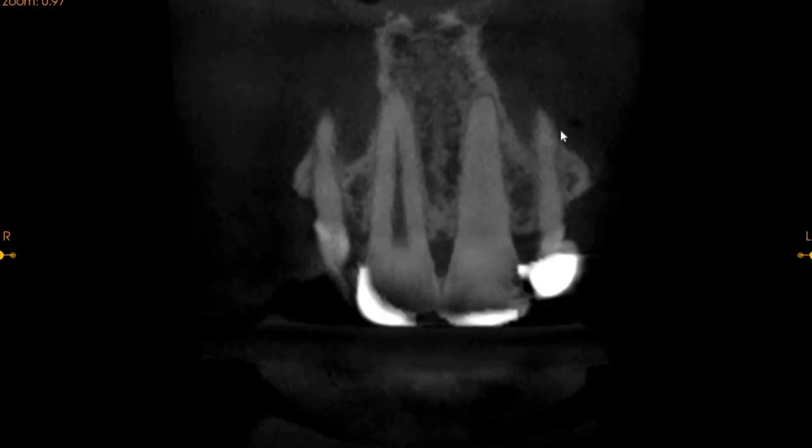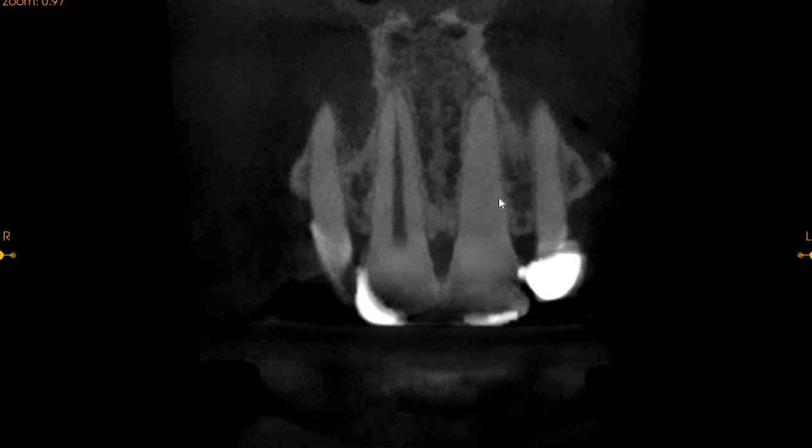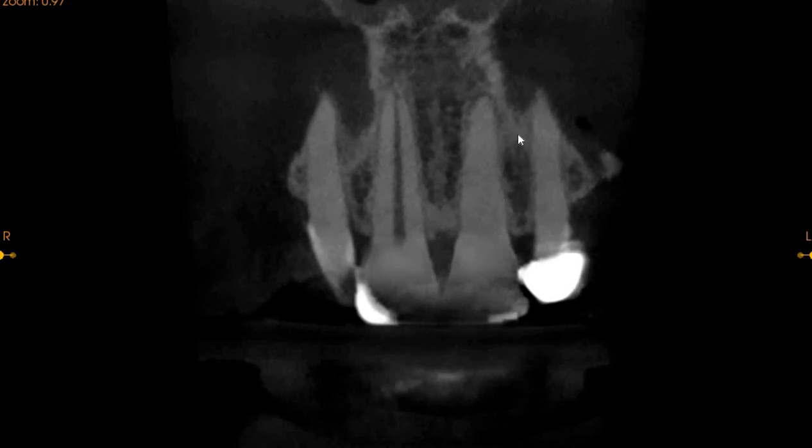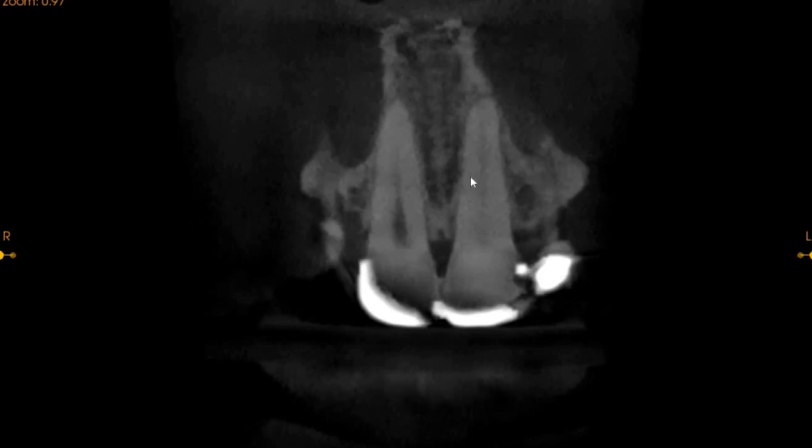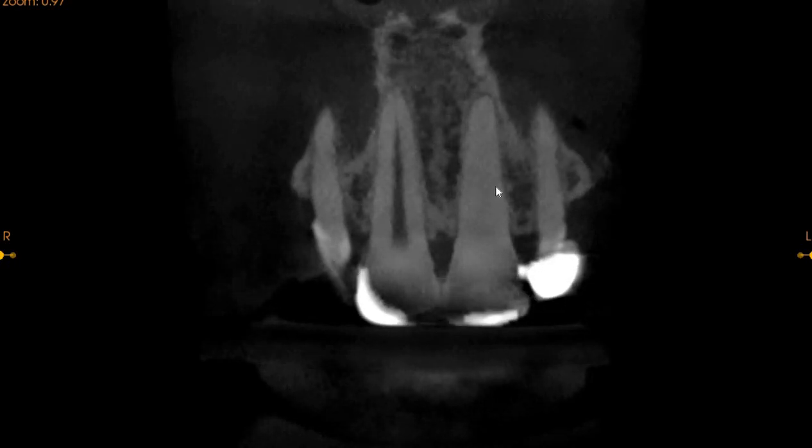However, if you look at the tooth number 2-1, we can see that we've got very faint canal morphology present here. So this is a very sclerotic tooth. That is something to be kept in mind.